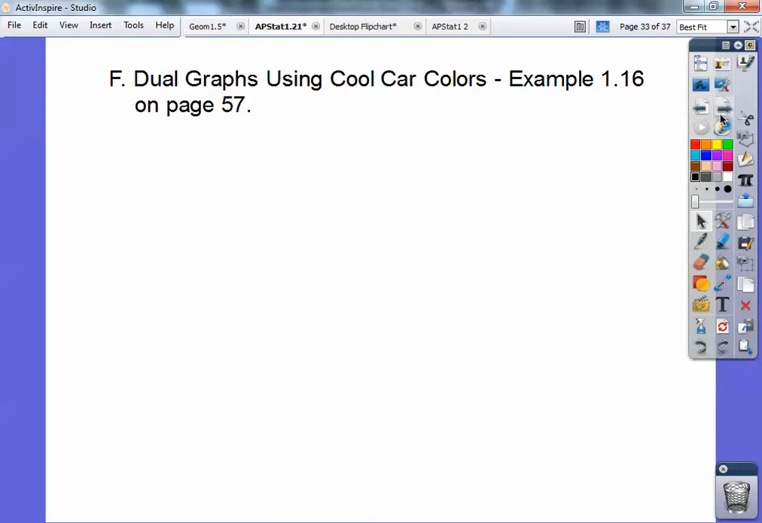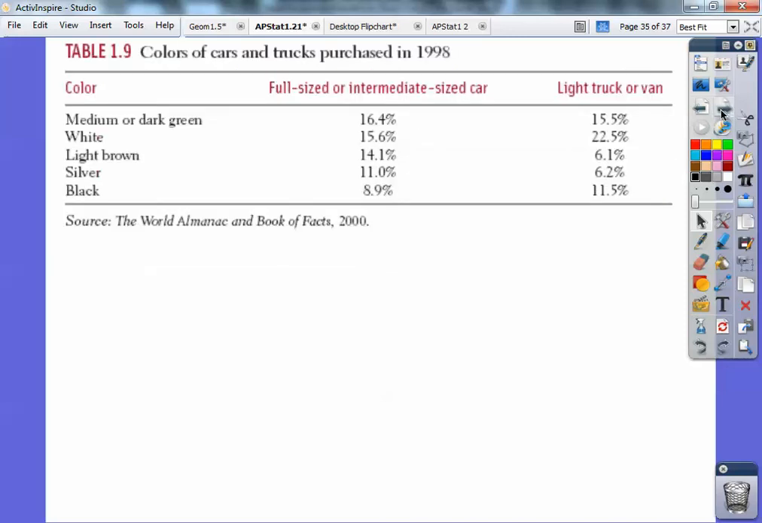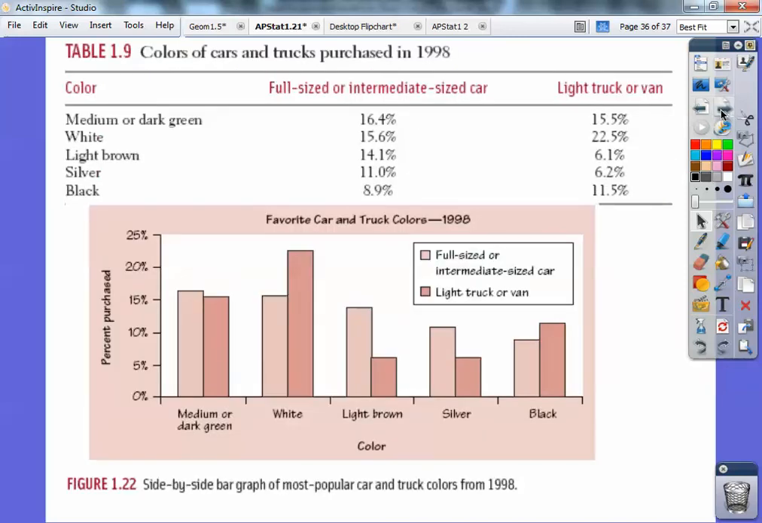Alrighty, so this is just a real quickie, you guys. Dual graphs. So you're going to do dual graphs using some cool car colors in example 1.16 on page 57. Okay, so you have these cool car colors on cars. Boy, that was a tough one. So we have full size and intermediate size, and then we have light trucks or vans. Okay, we have medium or dark. So I'm going to make some histograms, but they're going to be dual graphs, and I'm going to show you right here. Okay, can you see the dual graphs?